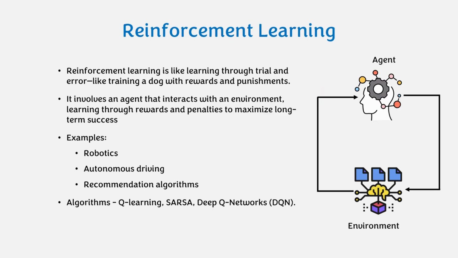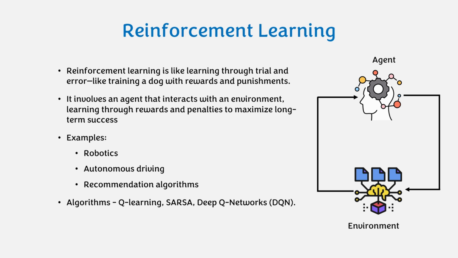Finally, reinforcement learning. Here it's like learning through trial and error. For example, training a dog with rewards and punishment. Here you can be throwing a stick and asking the dog to fetch it. When the dog successfully fetches it, you maybe give it a piece of meat. Or if the dog fails to fetch the stick, nothing or no reward is given to the dog.